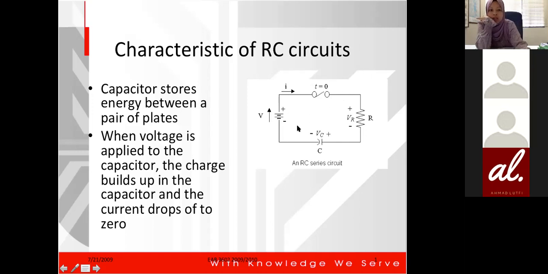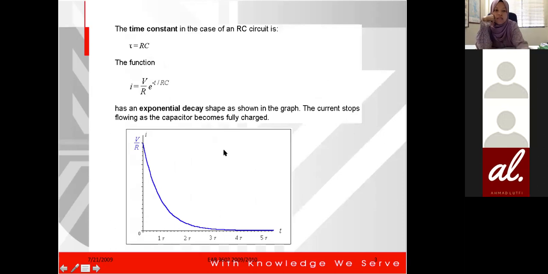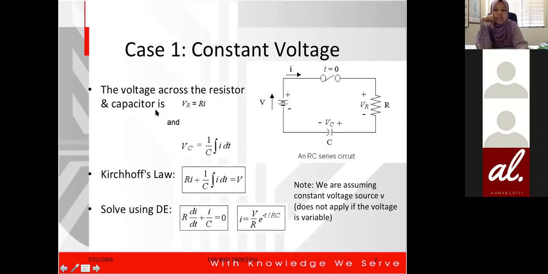Okay, so let's see how the equation to represent this. Okay, there are two types of voltage that can be applied in the RC circuit. One is the constant voltage. Contohnya ni voltage constant tau, DC. Maksudnya ni DC current, DC voltage kita bagi. So if we give DC voltage inside the circuit, okay, so these are the equations.